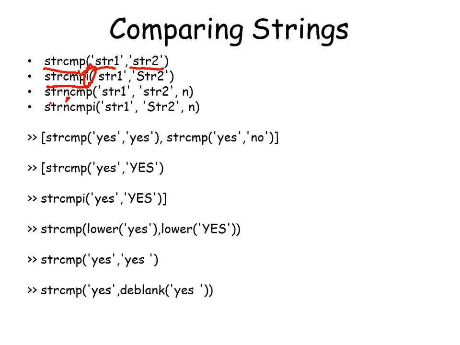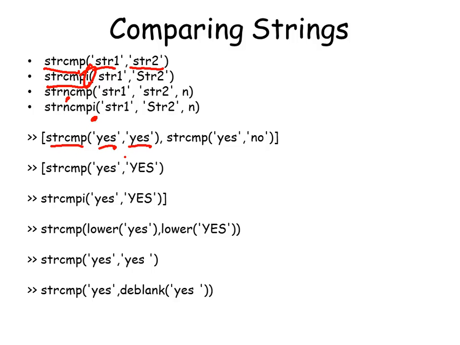If you are only interested in comparing up to a certain number of characters, you can use strNCompare. So you are only comparing the first n characters of the 2 strings. And there's a corresponding strNCompareI, which compares the first n characters but does that insensitively. Some examples are given here.